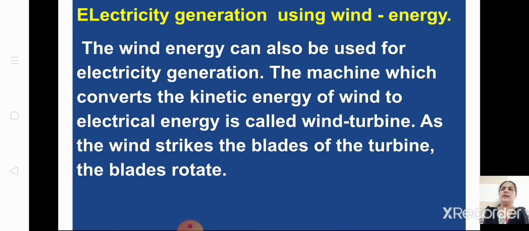Okay. Now, electricity generation using wind energy. The next one we learnt was wind energy. Wind energy can also be used for electricity generation. We have learned this. This is with the help of the windmill.